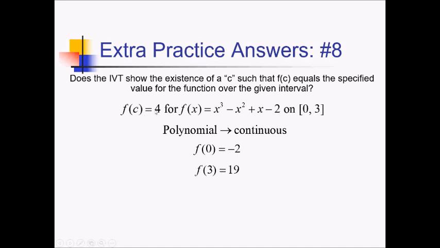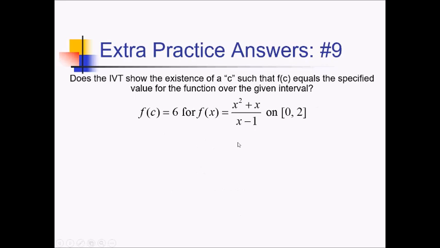And 4 is between -2 and 19. Since our function's continuous and we're starting at -2, ending at 19, we're guaranteed to go through 4 somewhere along the way. So the IVT guarantees that there is a c value that makes this happen.